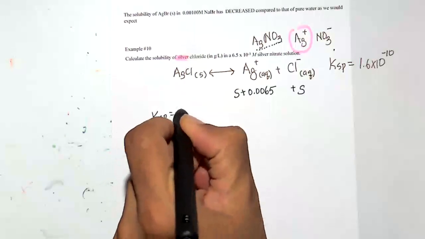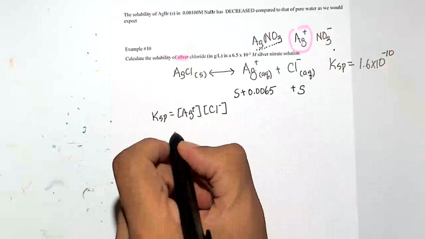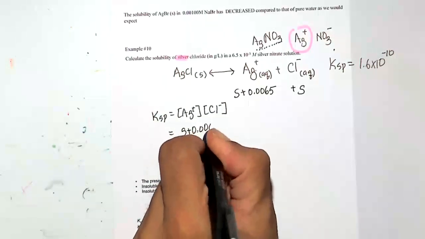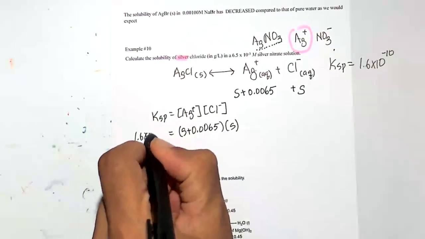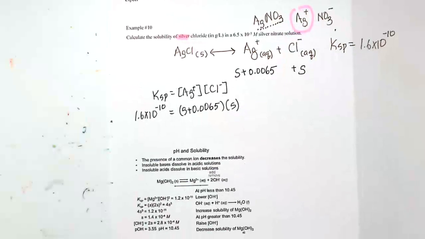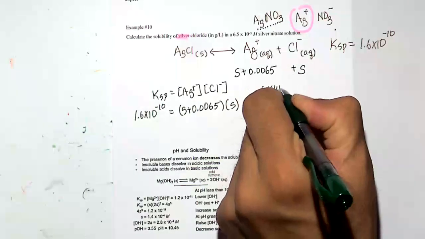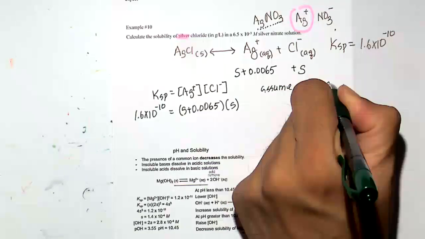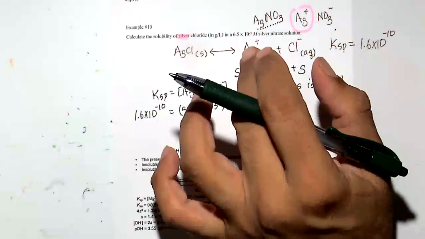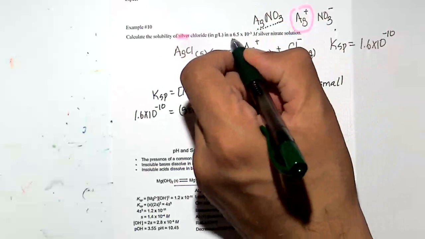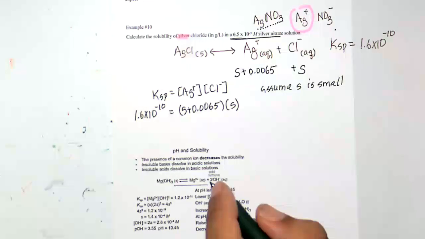So the KSP is going to equal Ag plus times Cl minus. Ag plus is S plus 0.0065. Cl minus is going to be S. The KSP is 1.6 times 10 to the minus 10. Here we'll assume S is small, so most of the silver ion is actually from the silver nitrate solution.